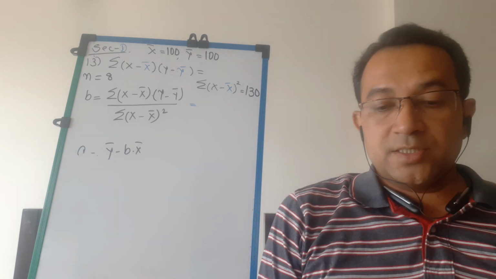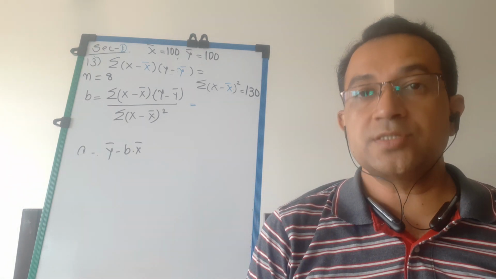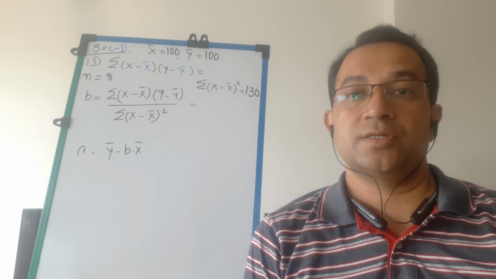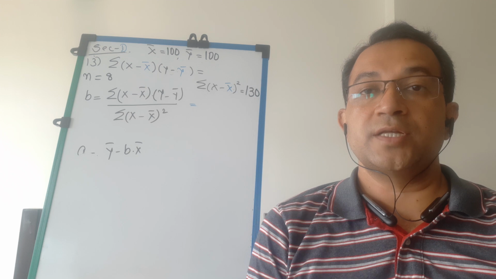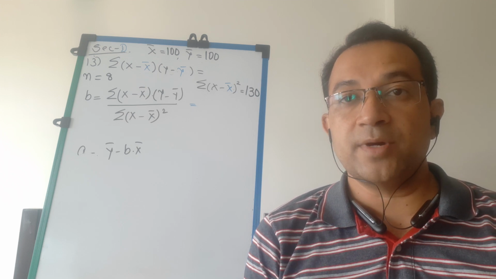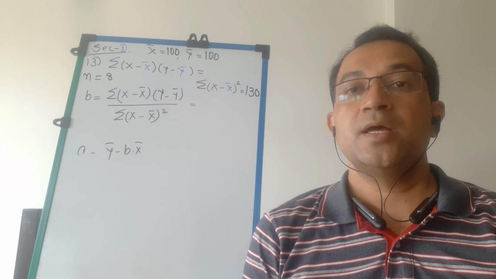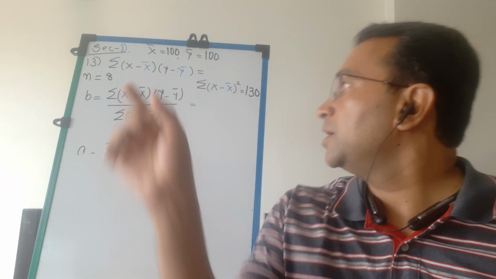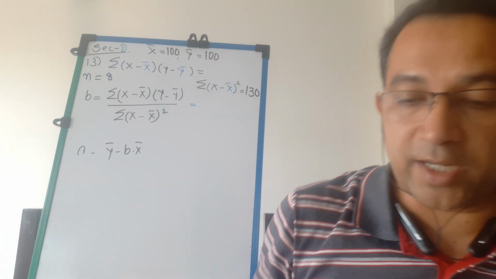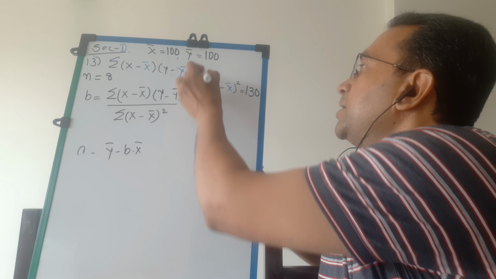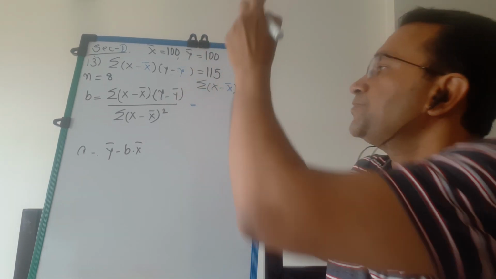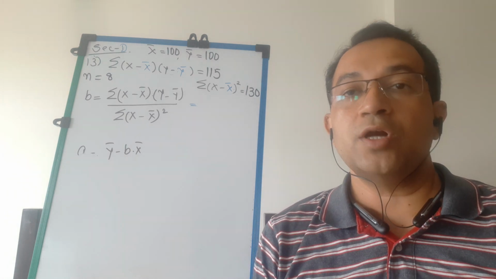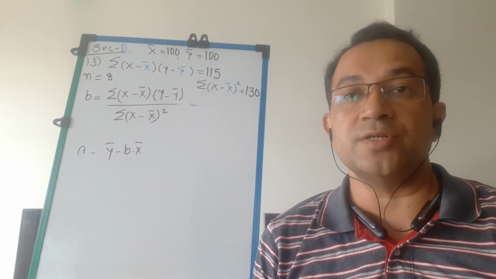And the next is the sum of product of deviations taken from mean. Now deviation of observation x from mean x bar is x minus x bar. For y is y minus y bar. Product means multiply x minus x bar and y minus y bar, and sum means sigma (x minus x bar) into (y minus y bar). This is given as 115. Clear, students? Now what we have to do? Simply substitute these values in the formula.